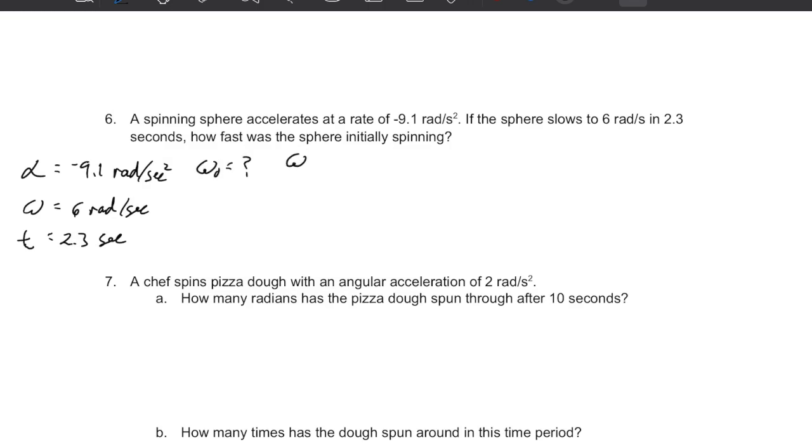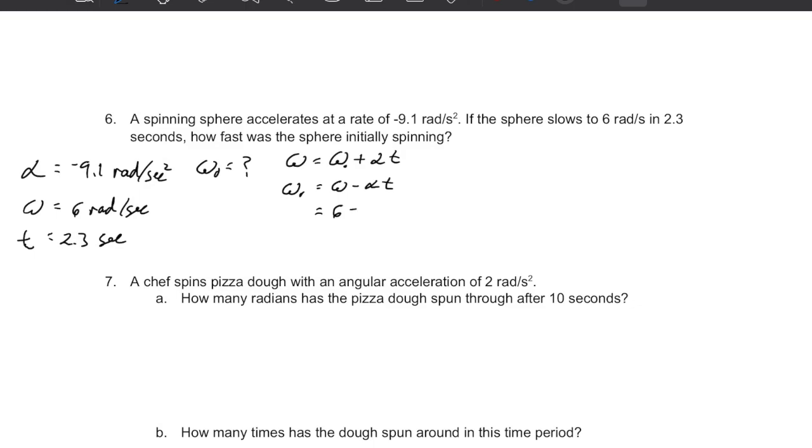This looks like our WOTAD equation. So final angular velocity is equal to initial angular velocity plus alpha times time. If we rearrange this, we would have initial angular velocity is equal to final angular velocity minus alpha times time. I've just basically subtracted alpha t to the other side. Let's plug in our numbers.